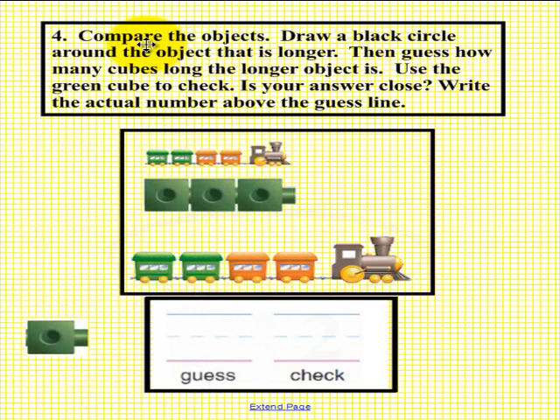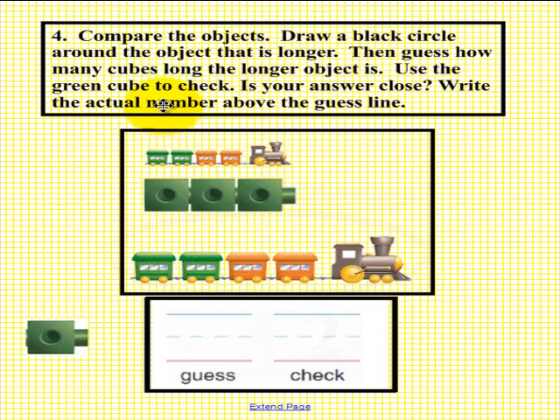Problem 4. Again, we're going to compare the objects. You'll notice that we have a train here and a train up here. Well, when you're told to, we'd like for you to pick up a black pen and draw a black circle around the object that is longer. Then, guess how many cubes long the longer object is.